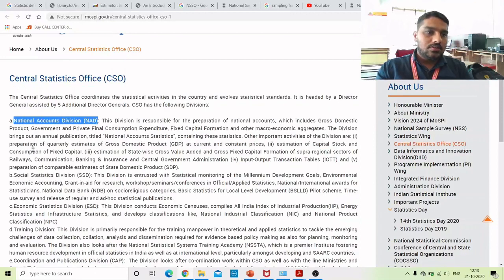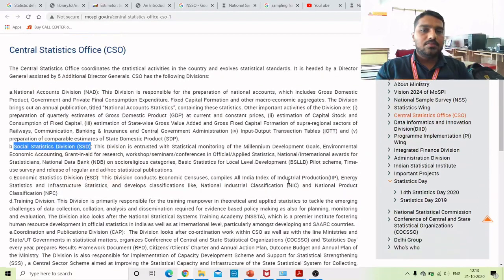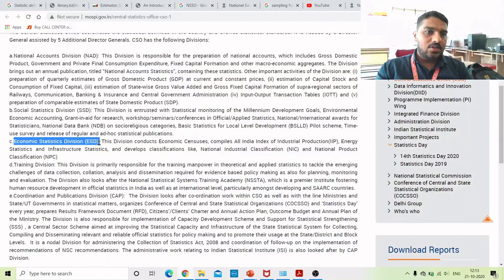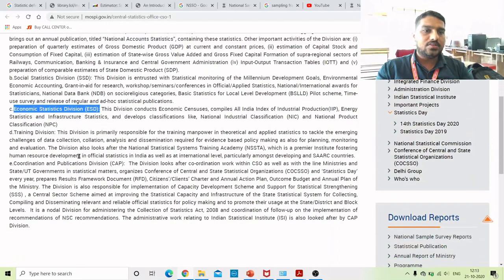The second division is the Social Statistics Division, SSD. This division is entrusted with statistical monitoring of the Millennium Development Goals, environmental economic accounting, grant in aid for research, workshops, seminars, conferences, and so on. The third is the Economic Statistics Division, ESD. This division conducts the economic census, compiles the All India Index of Industrial Production, IIP, energy statistics and infrastructure statistics, and so on.